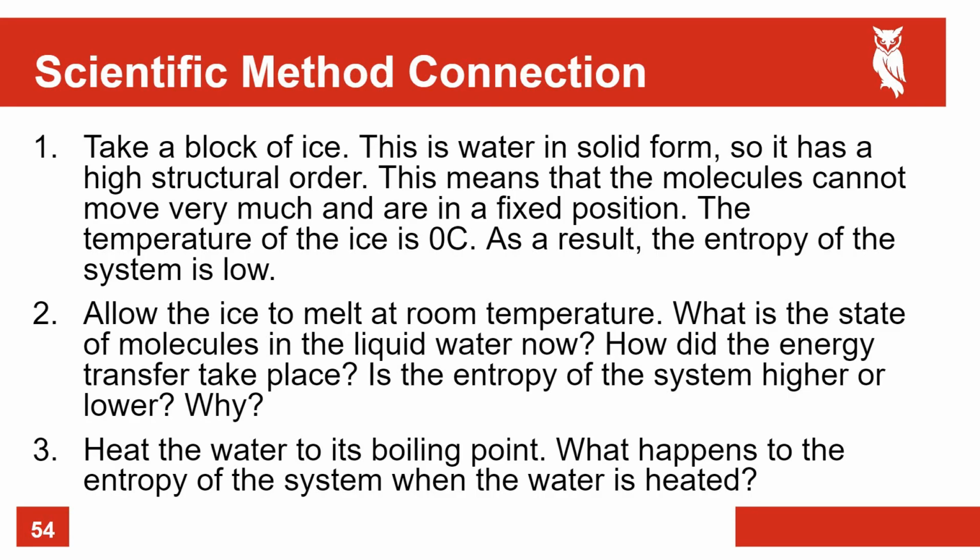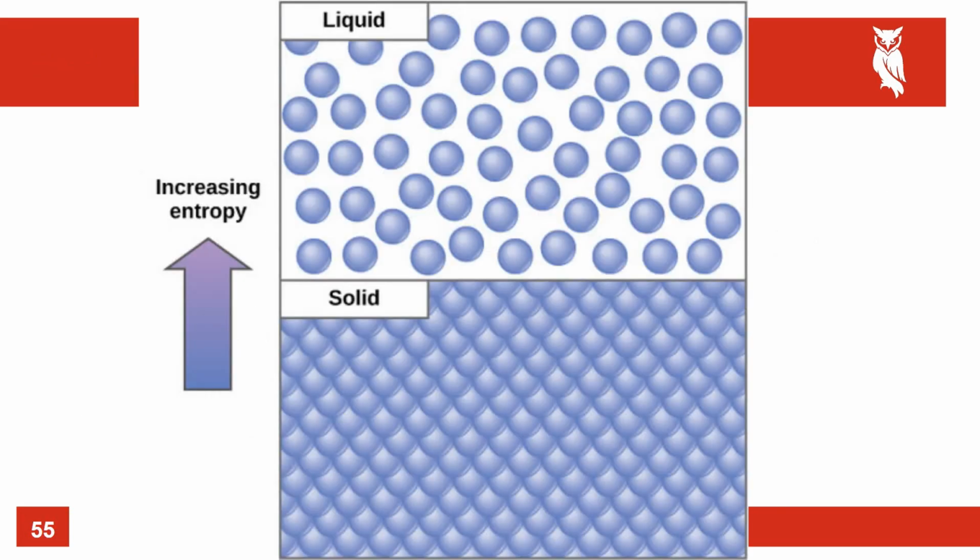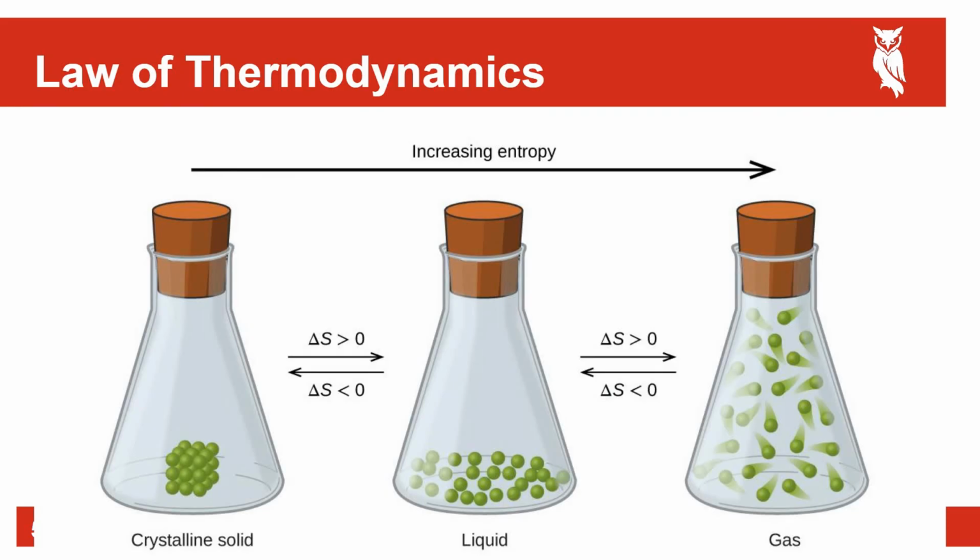Okay. We heat the water to its boiling point. What happens to the entropy of the system when the water is heated? Like a roller coaster. It goes crazy, right? So as you can see here, we saw an increased entropy as those particles get less ordered and organized. All right, this is just another example. Just so you know, S is entropy.